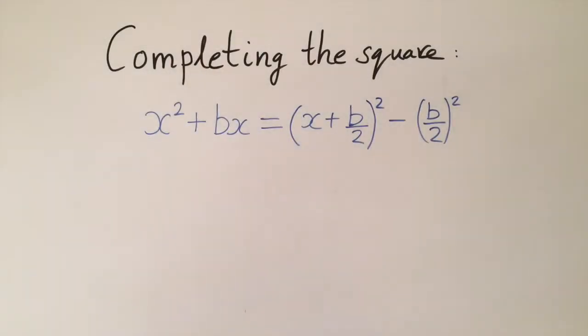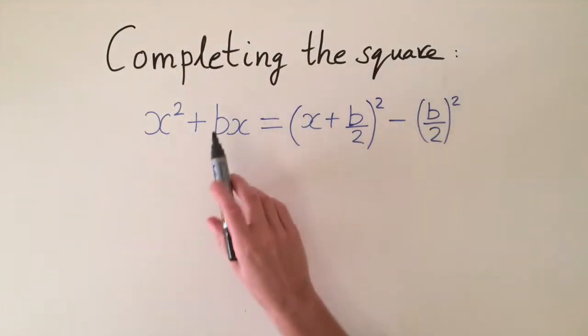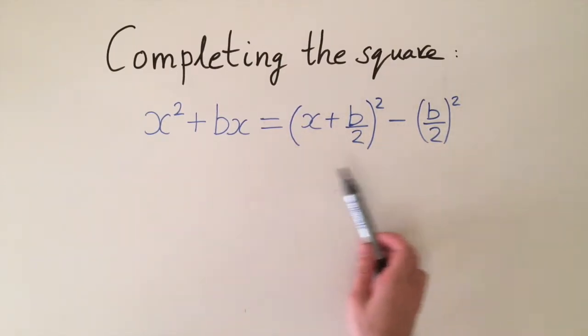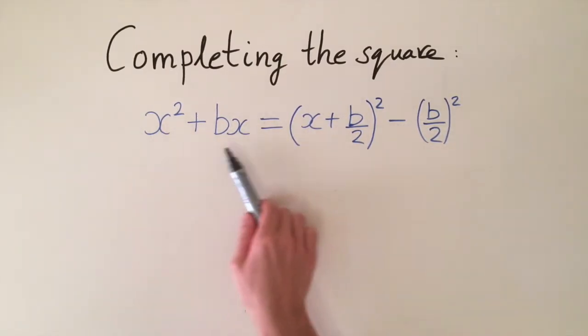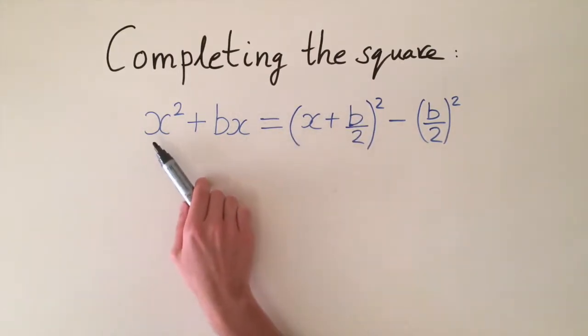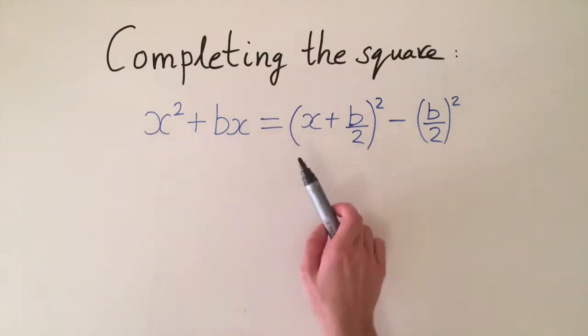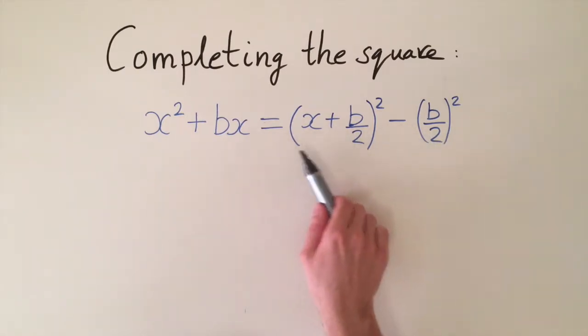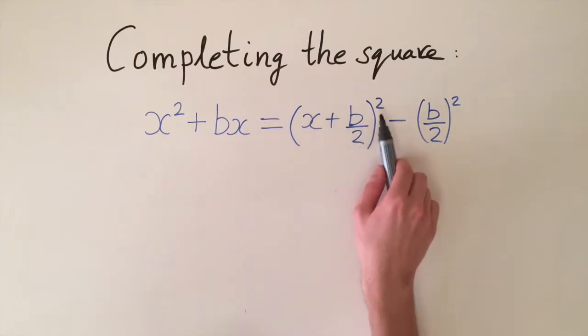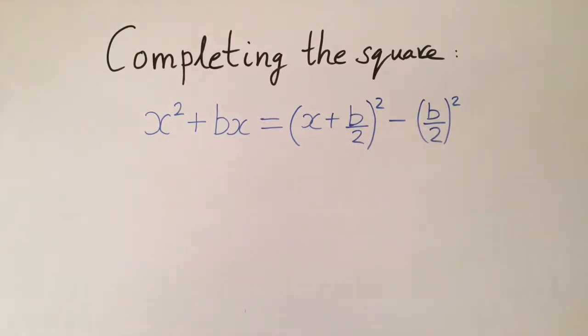Okay, so today we're going to be looking at completing the square. Now, completing the square is a method of factorisation. So if we get given a quadratic where we're not considering the constants, so we've got a quadratic in the form x squared plus bx, then we can factorise this into an expression involving square numbers, namely (x plus b over 2) squared minus (b over 2) squared.